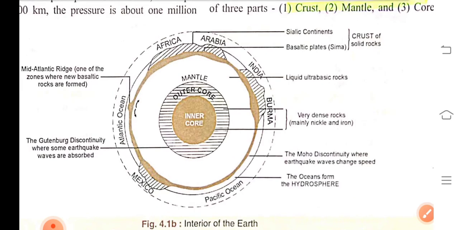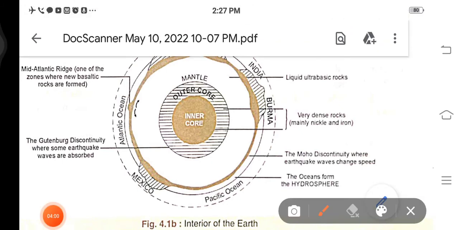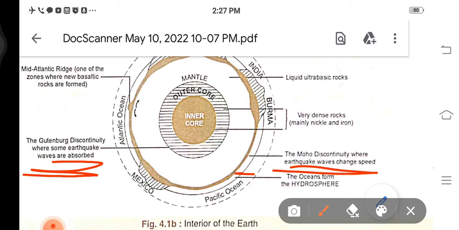Inner core, outer core, mantle and crust. See, on this, Africa is on the crust. This brown part is the crust. On this, Africa, India, Burma, Mexico, Atlantic Ocean. See here, have you seen this one thing? This Gutenberg discontinuity or Moho discontinuity. It was given in the new terms of your chapter: the Gutenberg discontinuity is the boundary between the mantle and the outer core. This part is the mantle and this part is the outer core. And the boundary is the Gutenberg discontinuity. Gutenberg is a person.